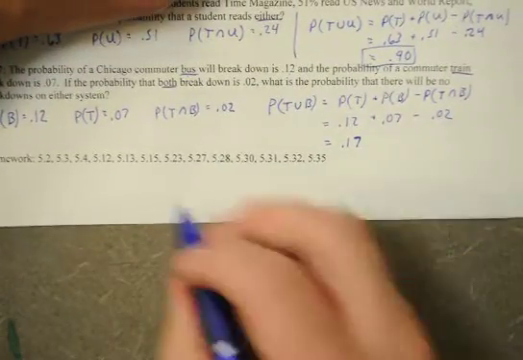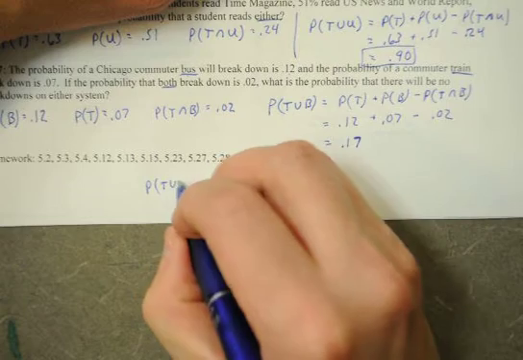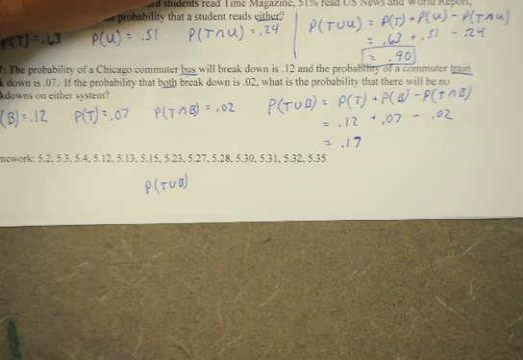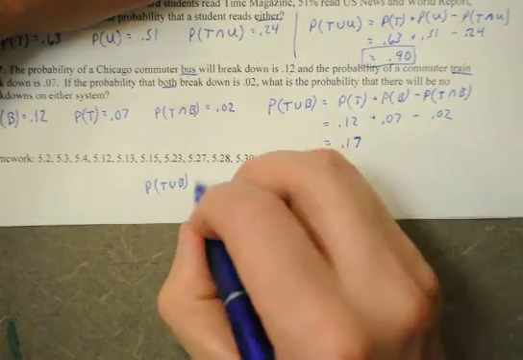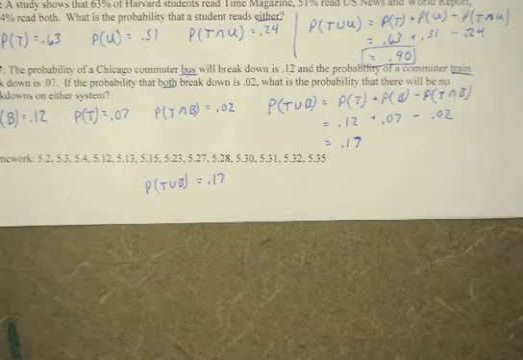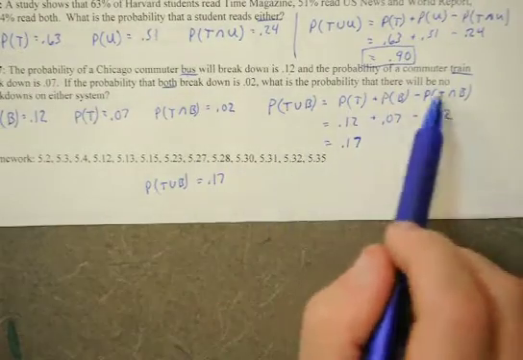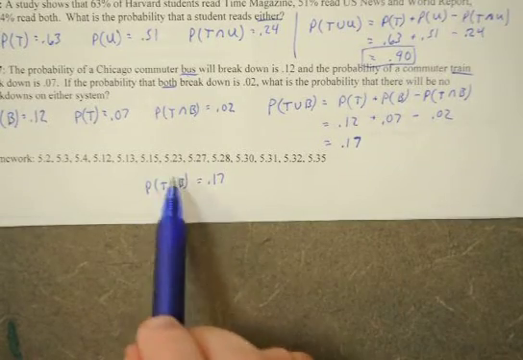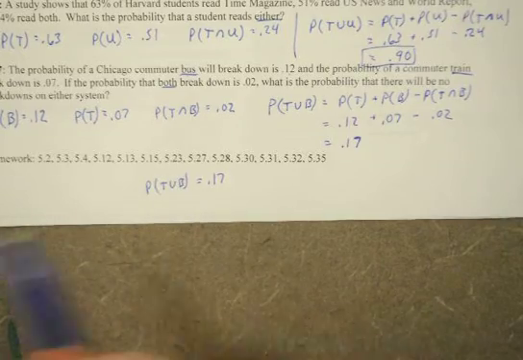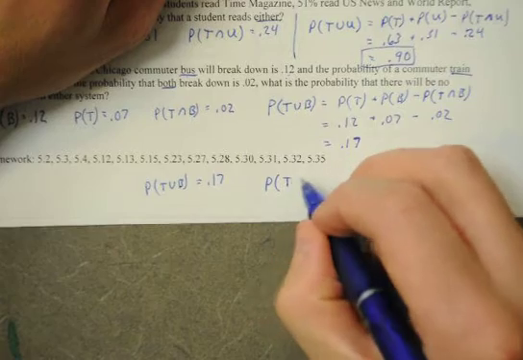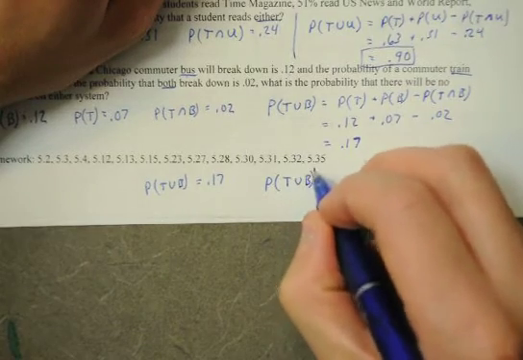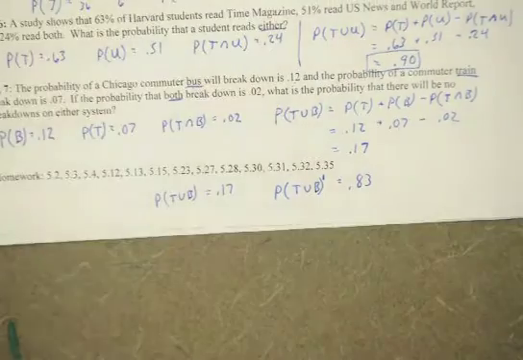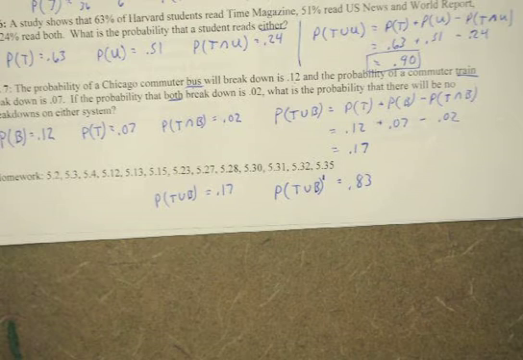Okay, so now let's interpret what we just found here. We found that the probability of a breakdown on a train or a bus, or both, so something's broken down, is 17%. The question is, what's the probability there would be no breakdowns? If the probability that something's broke is 0.17, the probability that nothing is broke is the opposite of that. 0.83.